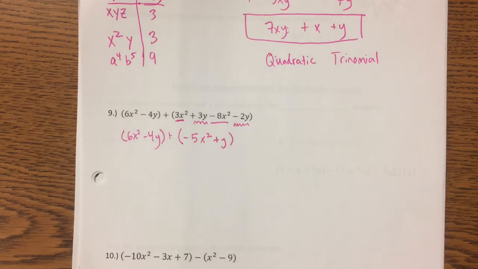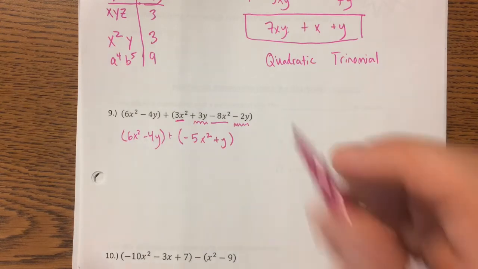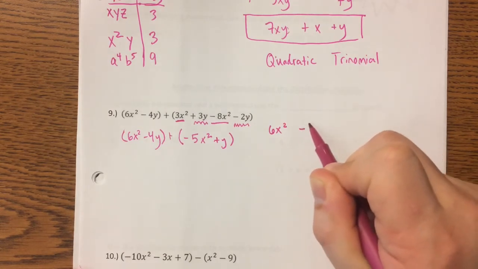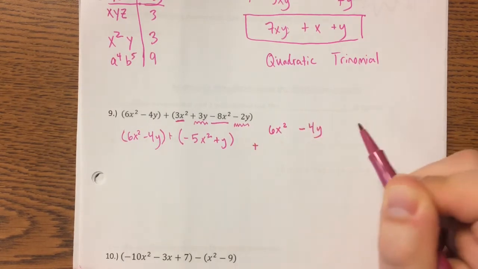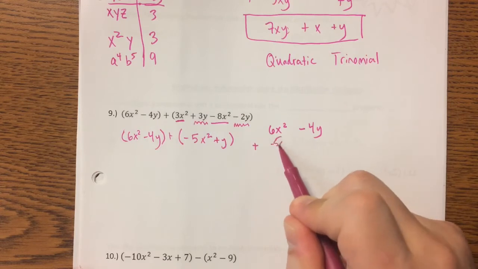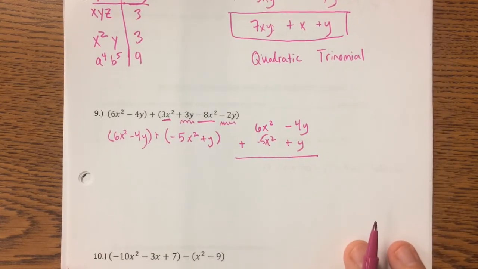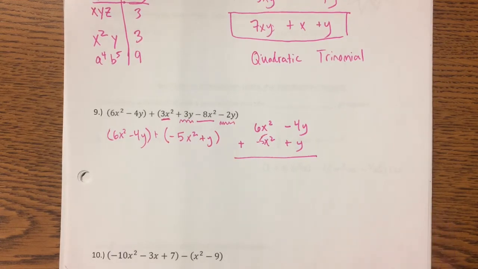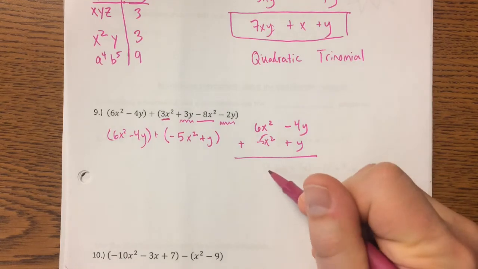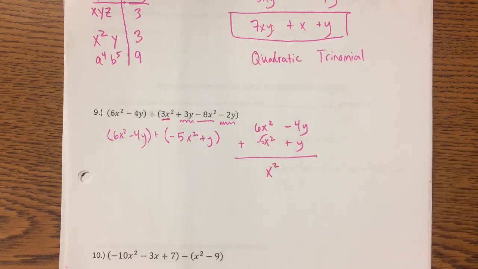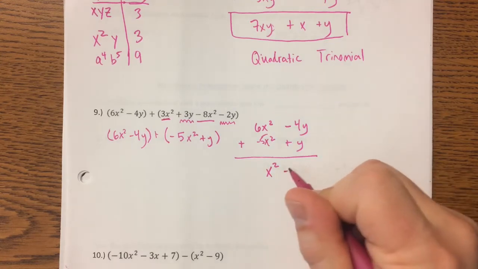You only want to stack the like terms on top of each other. So we've got 6x squared, minus 4y, plus negative 5x squared, plus y. What's 6x squared minus 5x squared? Yeah, just 1x squared. And then negative 4y plus y? Yeah, minus 3y. Good.